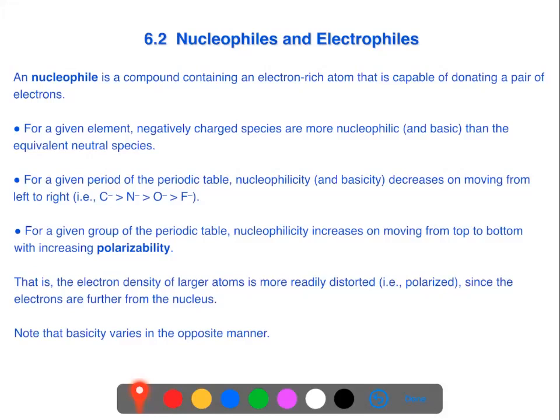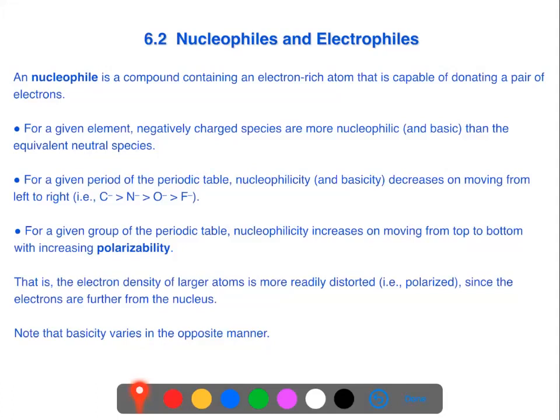Now, I will note that with basicity, polarizability does not enhance the basicity of a particular species. So as the polarizability increases, as we go from, let's say, oxygen to sulfur, the hydrosulfide ion, SH minus, is less basic than OH minus. So the hydrosulfide ion is a better nucleophile, but it's not a better base. Okay, so we want to keep that in mind when comparing the relative nucleophilicity of species as well as basicity.